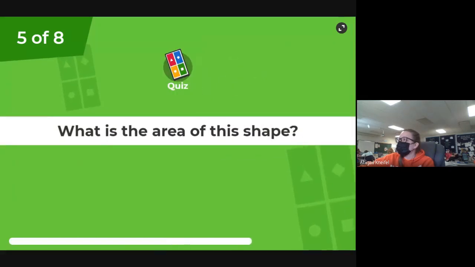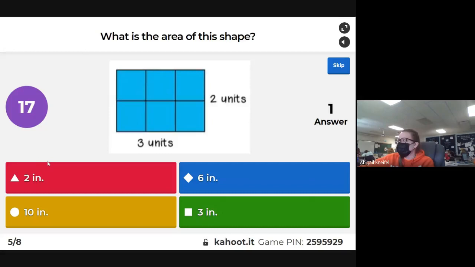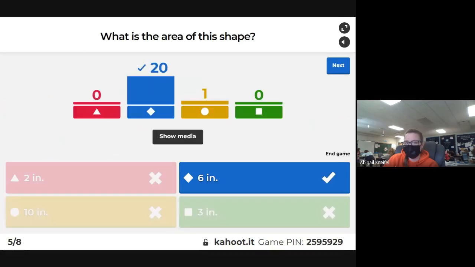5 of 8. What is the area of this shape? What is the area of this shape? The correct answer is 6 inches. Almost all of us got that right. Area is length times width. Length times width. 2 times 3 is 6 inches.